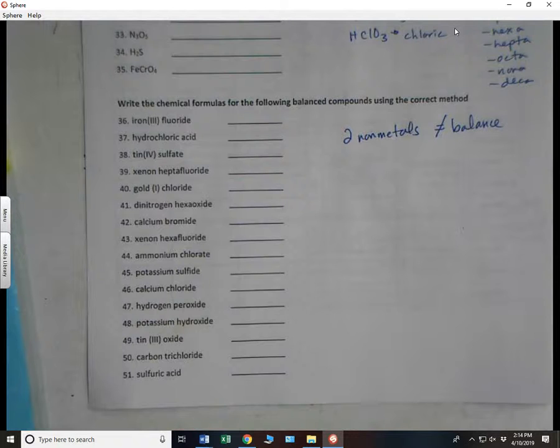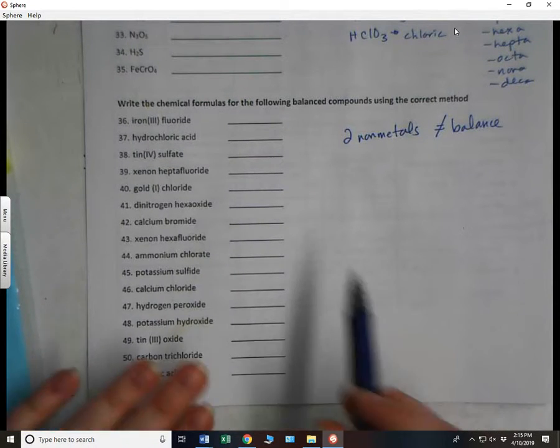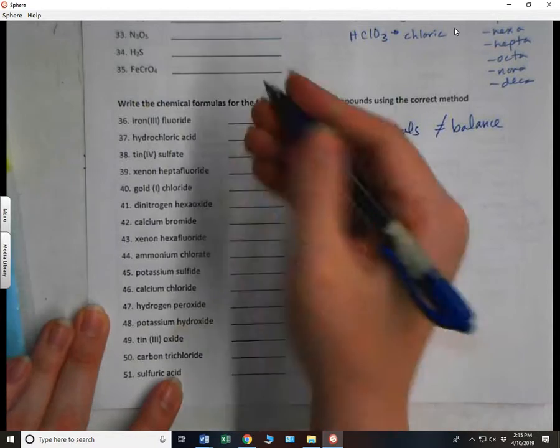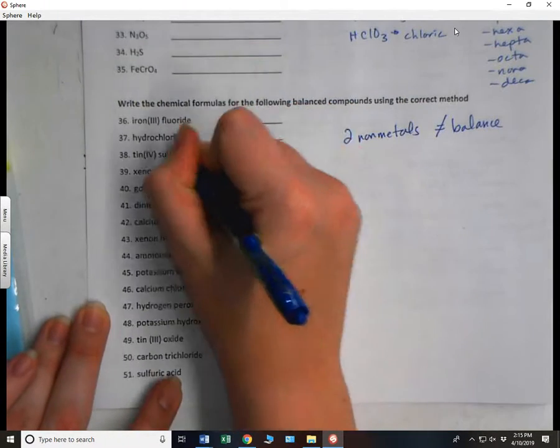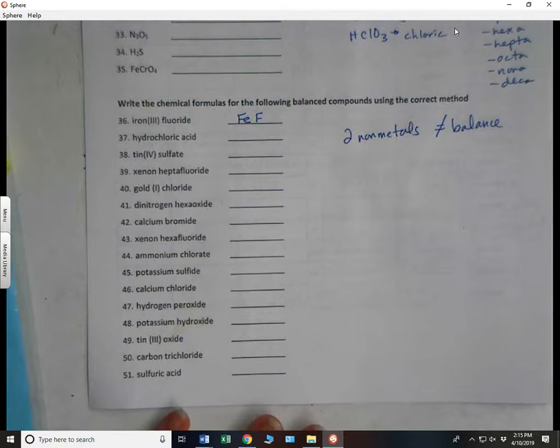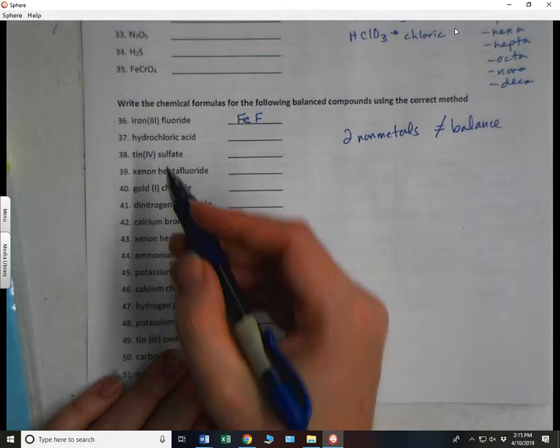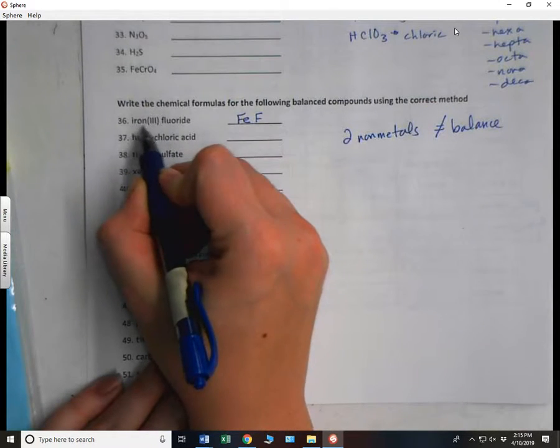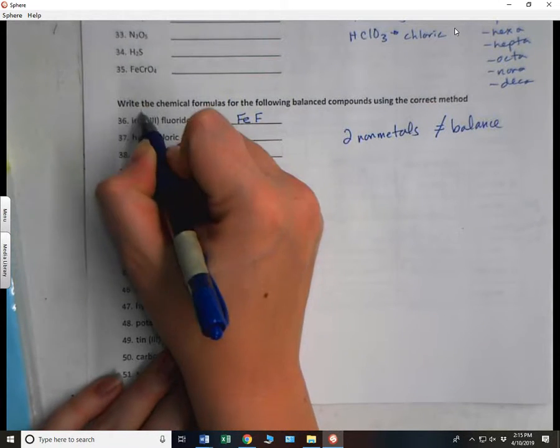Okay. Let's do the first example. Iron 3 fluoride. Iron is Fe and fluoride is F. Yes, you must know that. That's not given to you tomorrow. I don't think it's given to you. If you're lucky, it will be. Iron 3, this is telling you the charge of iron, not that there's 3 of them. And fluorine I know is -1. So a positive 3 and a -1 is not balanced. I would need 3 fluorines.